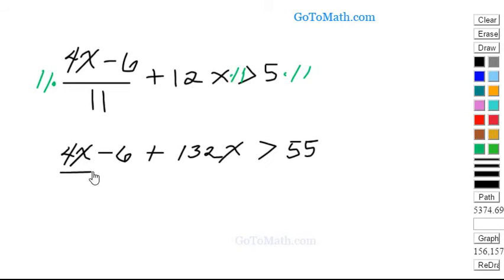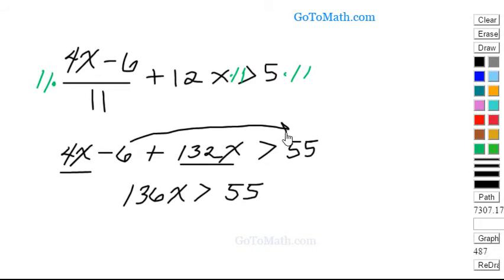Let's consolidate, collect up our like terms. We've got 132 plus 4. That would be 4, 5, 6, 136. 136x is greater than 55. Let's take this and bring it over to this side, and of course if it's a minus, we bring it over, it becomes a plus. Take my word for it. I'm telling you it'll happen. Alright, 136x is greater than 61, I'm betting.